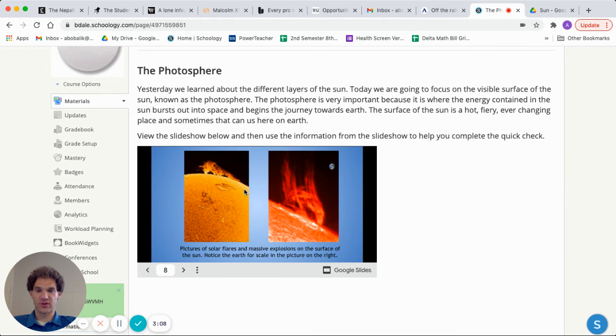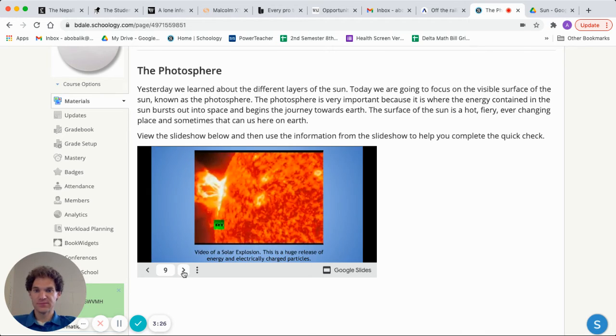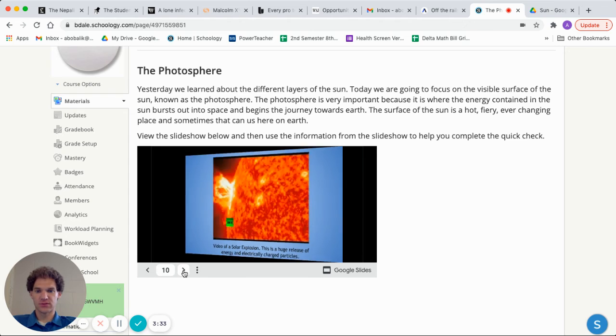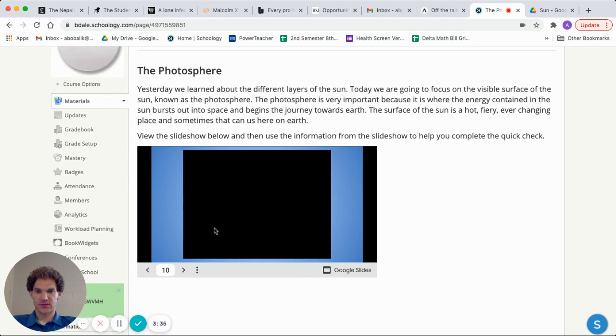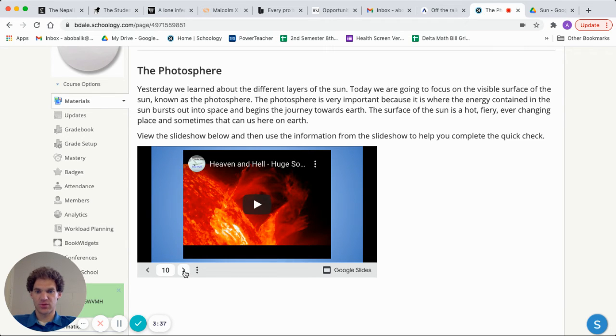Here's some pictures showing close-up views of these explosions. Huge, massive arcs of fire and electrically charged particles. Here's the Earth for scale. So like just one of these on the surface of the sun would engulf the entire Earth if we were close to it. It's good that we're not. Here's a video you can watch of a giant solar flare eruption. Pretty cool. Another video you can watch. Pretty cool.